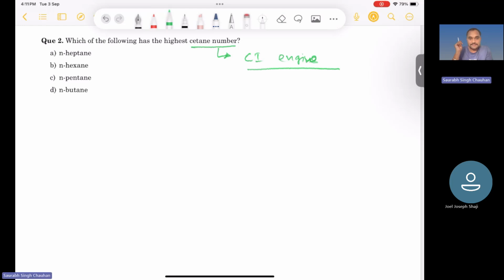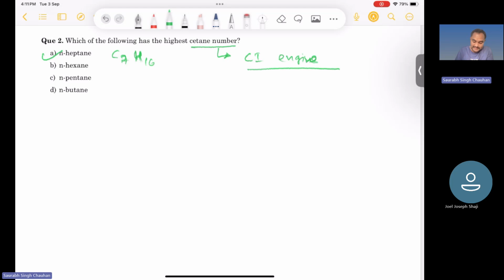The correct option is option A, heptane. And heptane has the highest cetane number. Can you please tell the chemical formula of heptane? It is C7 and H. How many H? 2n plus 2, right? 7 into 2 plus 2, so it should be 16.